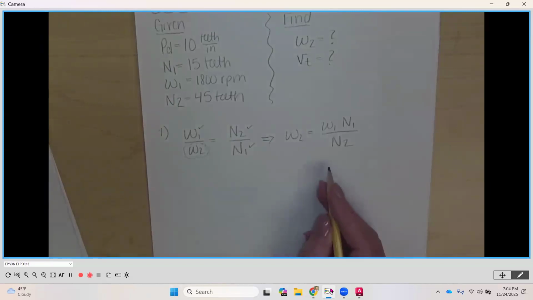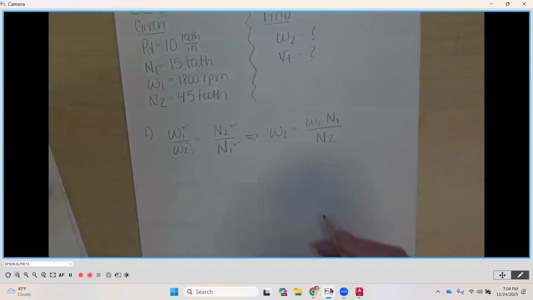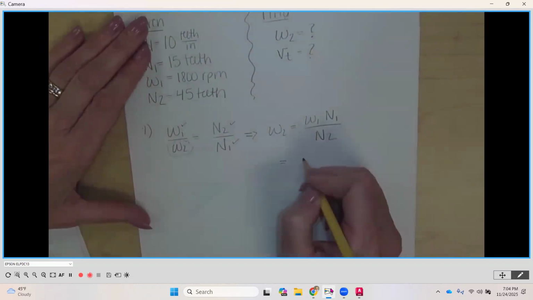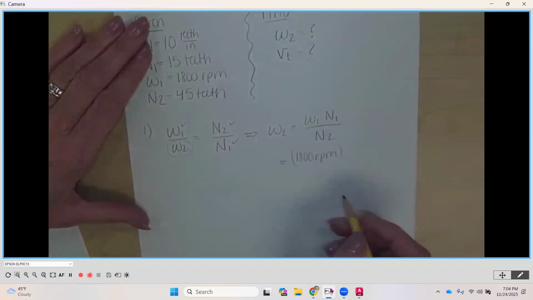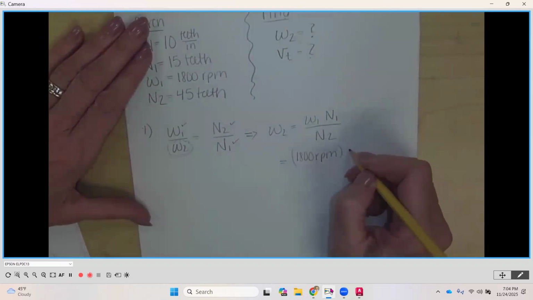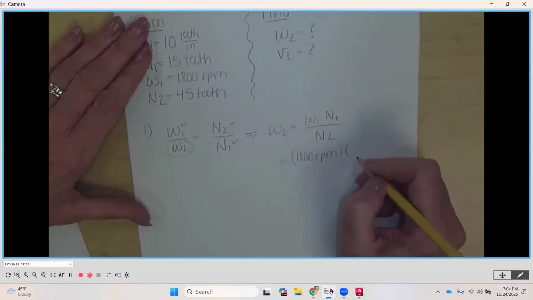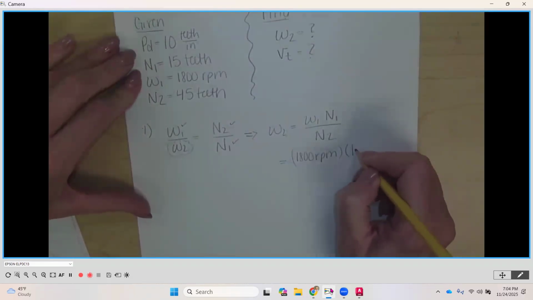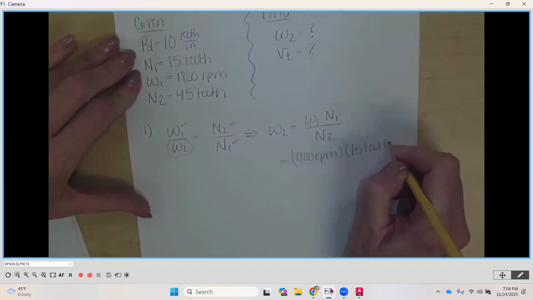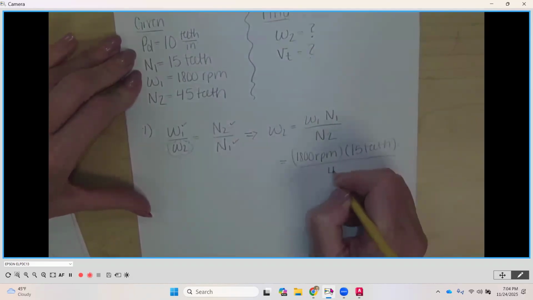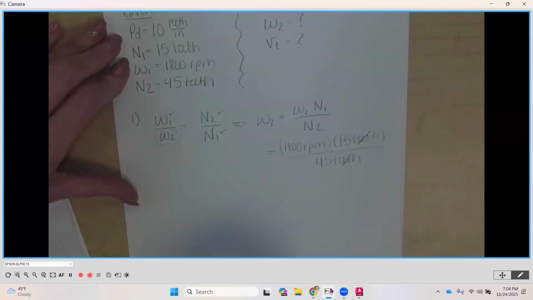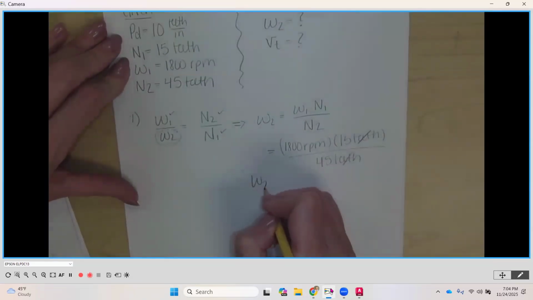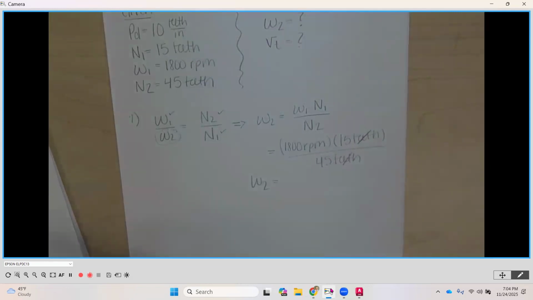You guys get the same thing? W1 times N1 divided by N2. Yep. So now we can plug in our values: 1800 RPMs. This one we can leave as RPMs. We don't have to change it to radians because this is just a ratio. N1 is 15 teeth, N2 is 45 teeth. The teeth cancel out. And our W2, what do we get?